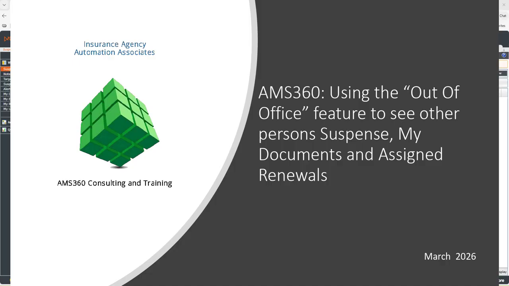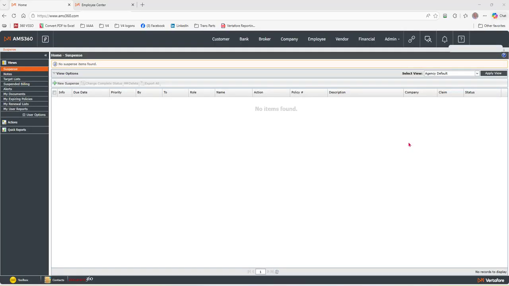Recently I saw a question and I answered it in email, and I said let me record a video about this. So we're going to talk a little bit about suspense, documents, and renewal list, but not how to run each one of them, but how we can share those items. I'll talk about the reason to do so in a moment. There are two different ways to do it. One is at the user level, one's at the admin level.